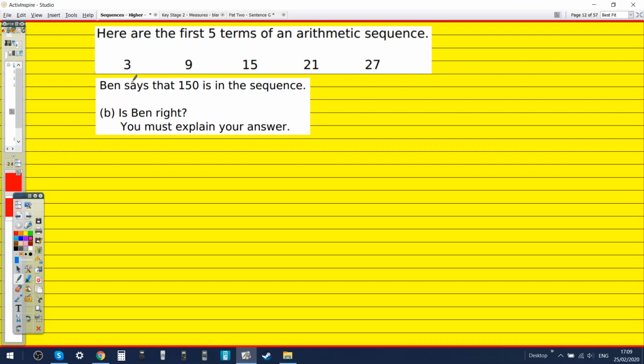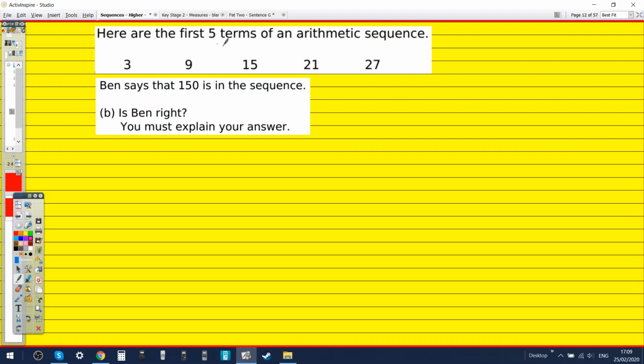So that's 5. I need to get that 150. I think you need to find out what 0 is. So actually no, that would be a minus now. I'm confused.